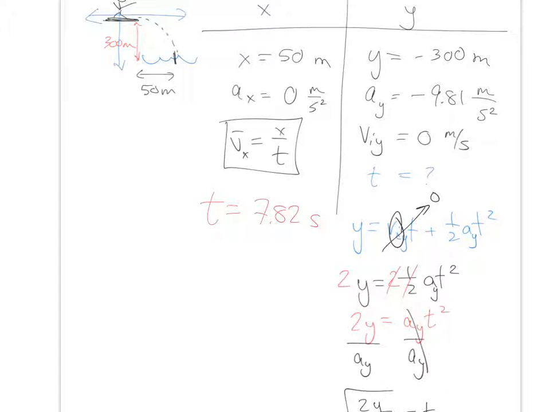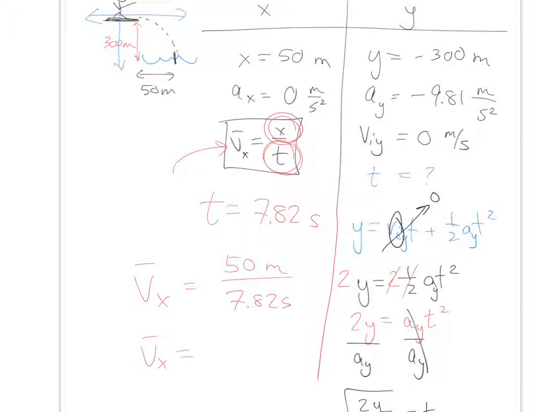All that work in the y direction, only to move it over to the x direction. Now we can plug in time here, we can plug in x here, and we can solve for Vx. That was the velocity we were trying to figure out in the first place. It's 7.82 seconds. That's not a 5 at the end there. And my units perfectly match up. It's meters, 50 meters over 7.82 seconds.